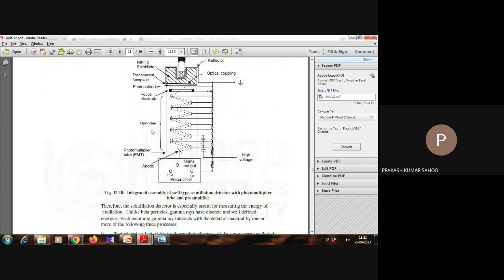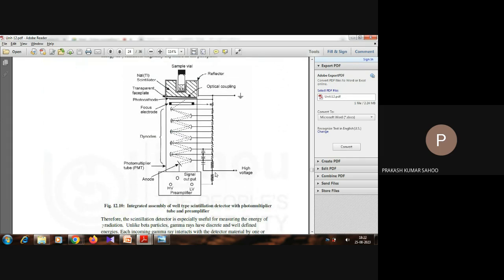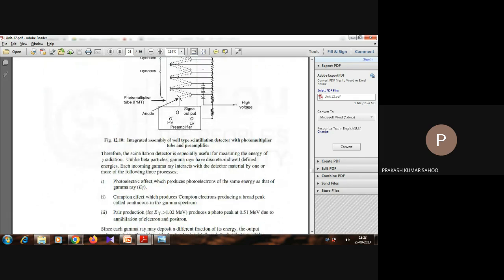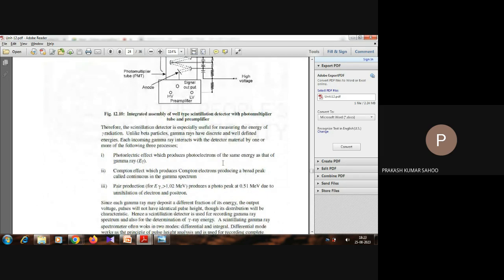Then we have the scintillation chamber, which has the voltage here. This is the optical coupling, reflector, sample, wire. Then we have the sodium iodide thallium scintillator, transparent faceplate. Then we have different types of electrodes. Just go through the instrumentation part. This depends on the strength of the voltage which is applied to a particular detector.